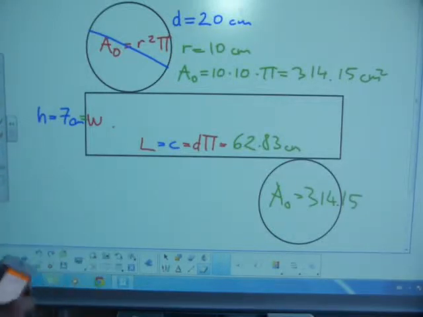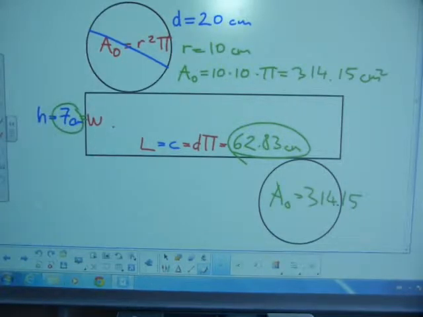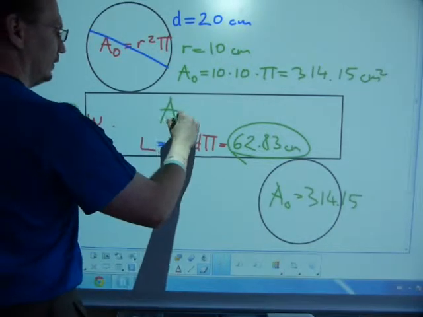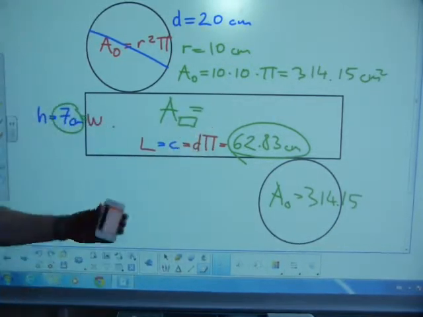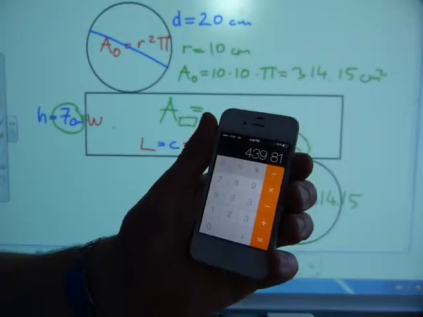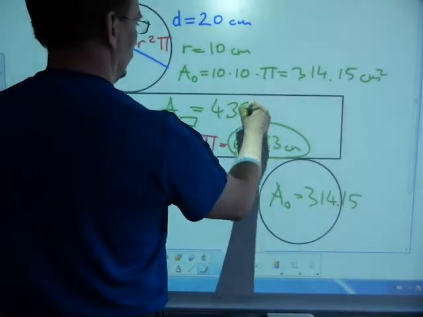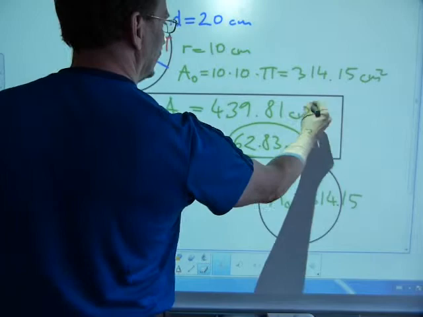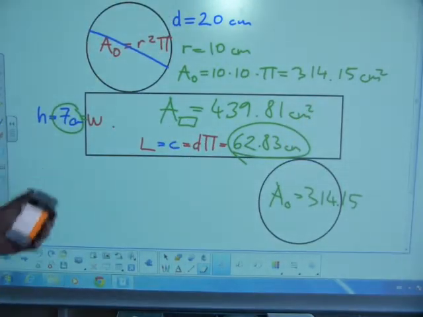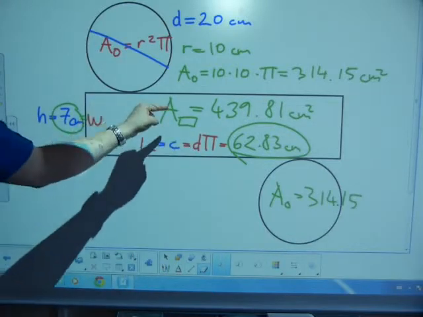So what you have is length on this one, width is the same as the height of the cylinder was, so you times it together to get the area of this rectangle. So 62.83 multiplied by 7 equals 439.81. And that's centimeters squared now, because this is area. That was length, that's length, but that's area now.